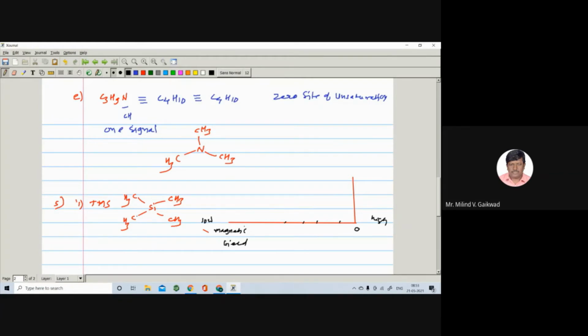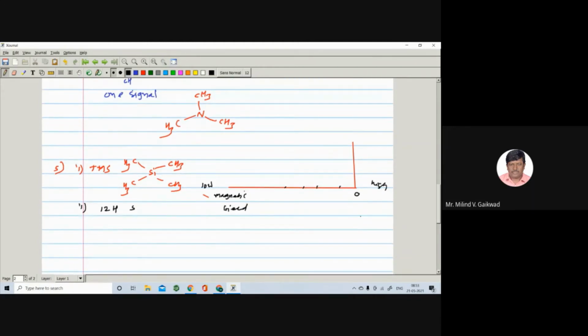So one reason is that all the remaining organic compounds appear below the TMS, and again you are getting a singlet in this TMS. Due to 3 times 4, that means 12 hydrogens, you get a singlet. So you are not getting a doublet, you are getting a singlet, meaning a single peak. So that's why it is also important.